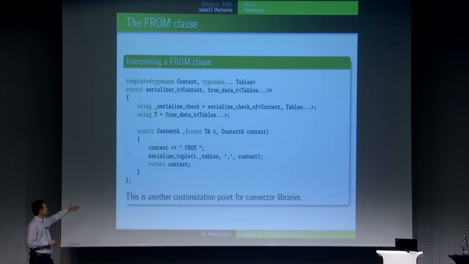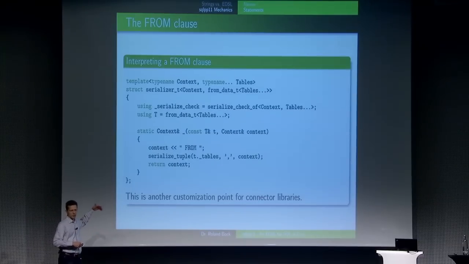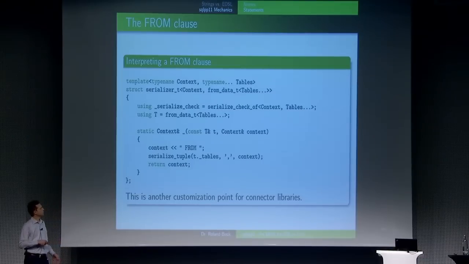Okay, and obviously this is another customization point for connector libraries. So if you want to do something specific for your database, you have several options here. You can, for instance, use a static assert here. I mean, probably not in the from, but if this were the outer join, you could use a static assert here and say, okay, I don't support outer join, right? I'm going to show better techniques than just using static assert tomorrow, but that's something that you could do.